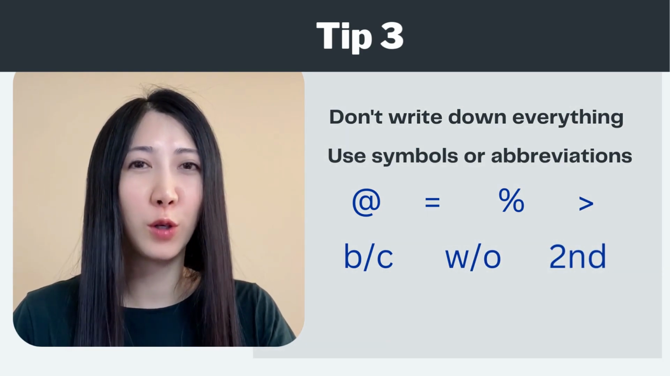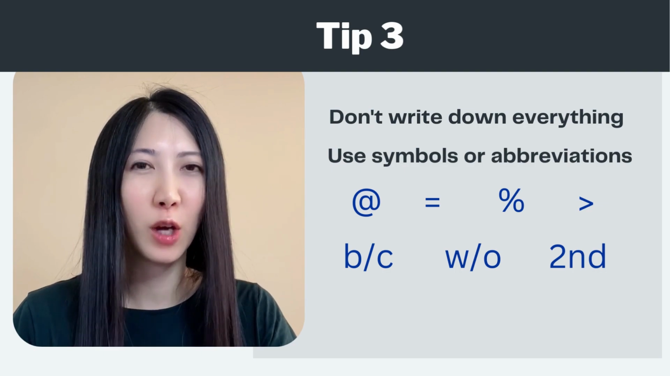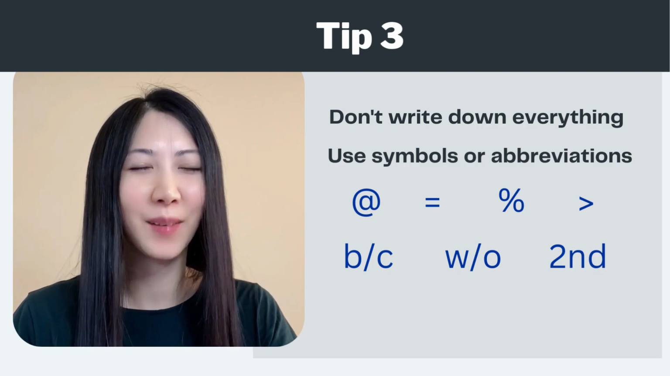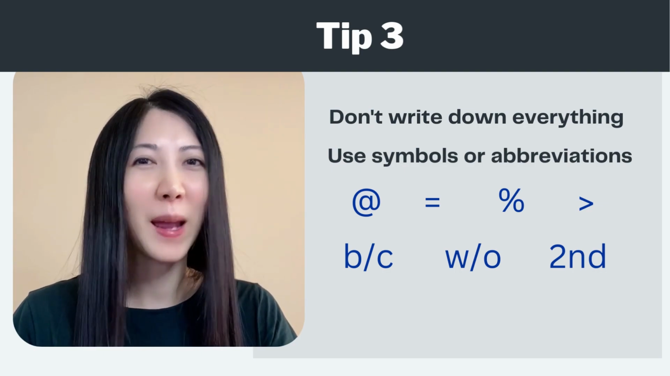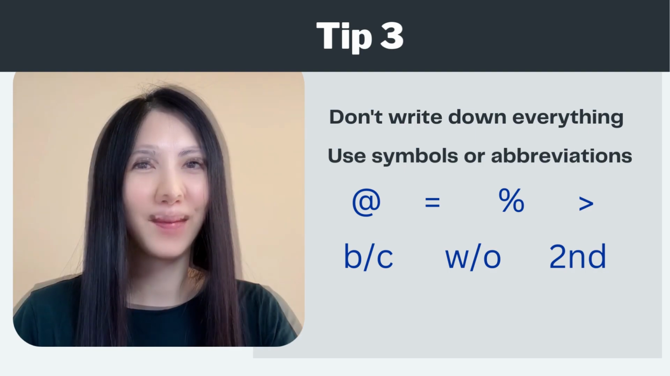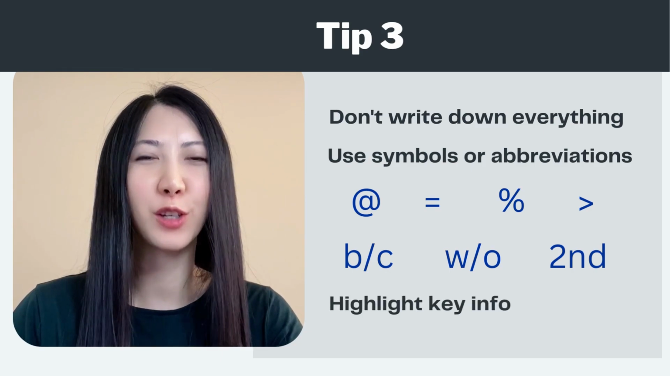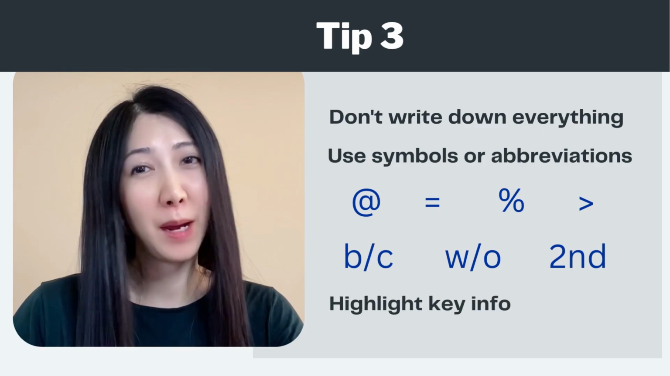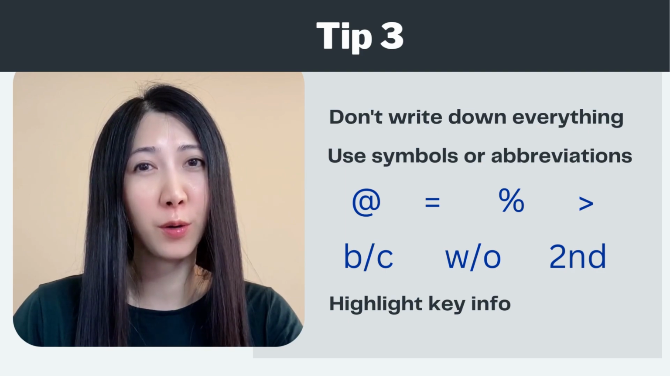If you normally don't use symbols or abbreviations in English, you can find some lists on the internet, or just make up your own. Spend some time to practice listening and jotting down using those symbols. Lastly, you can highlight key information to emphasize important parts, maybe an underline, a circle, or a colored marker.